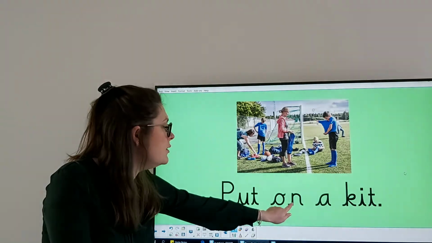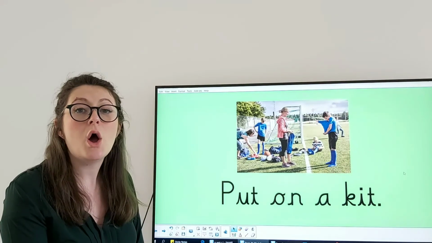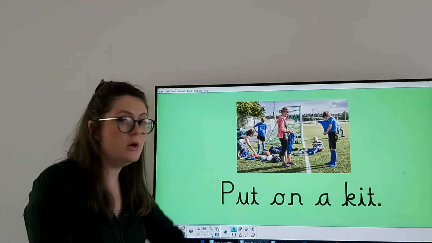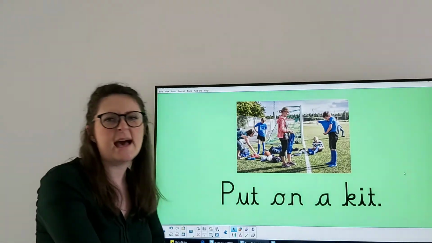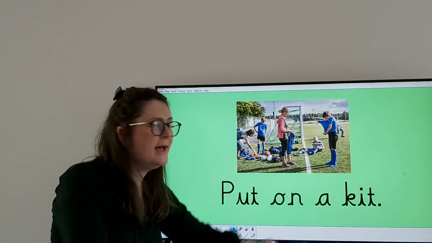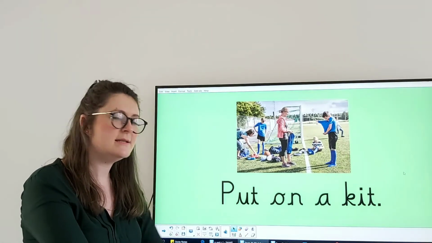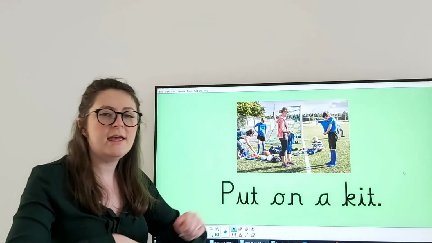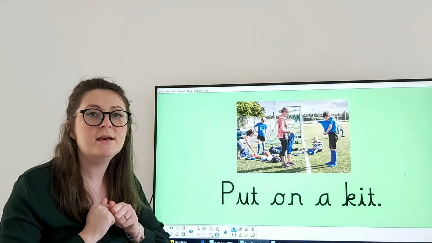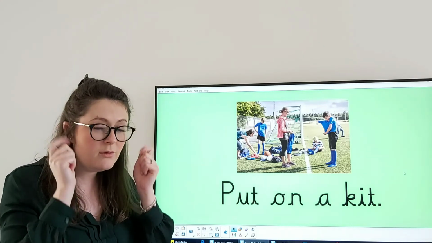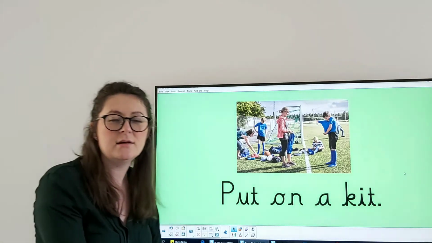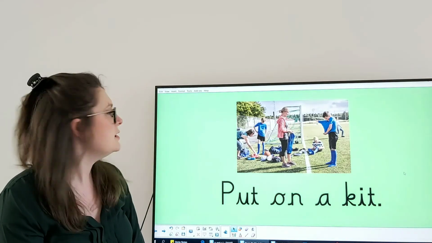On, on. So we've got two words so far, put, on. The third word's easy, a. Put on a. And let's sound out that last word in the sentence. K, it, kit, kit. So let's remember all the other words that we've read. Put on a kit. That's what the sentence says, put on a kit.